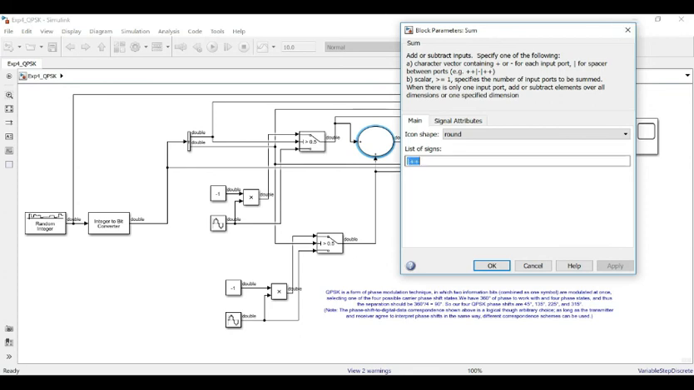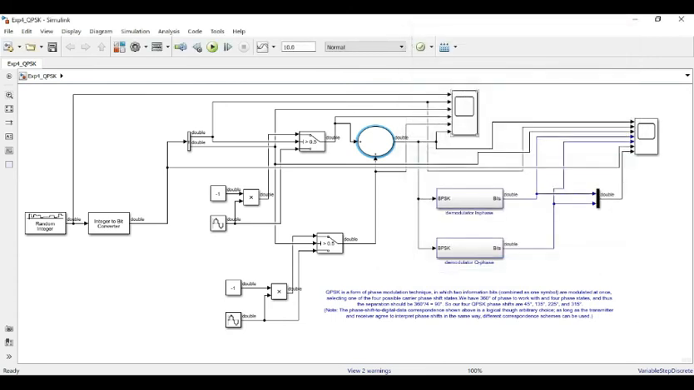Then you need to make use of the display, and that will be displayed. So the first time, what we do is observe the output at the first stage, that is the modulator. Then we look at the demodulator.